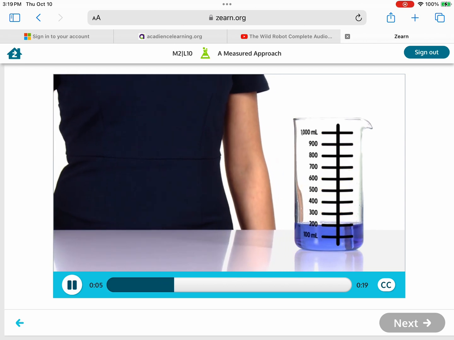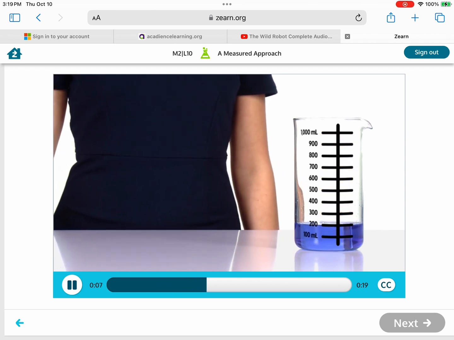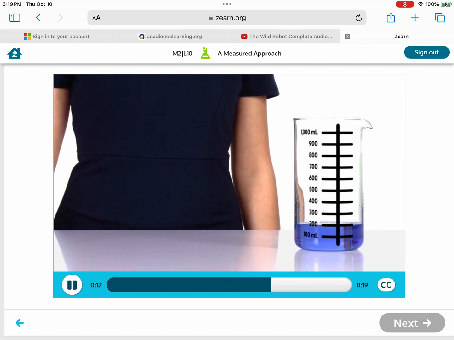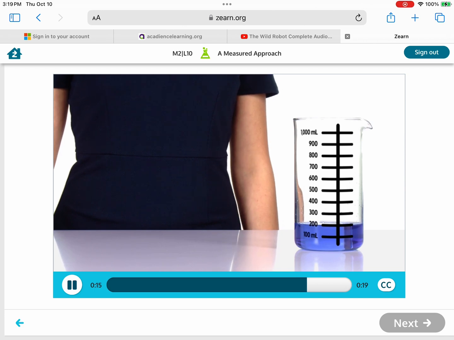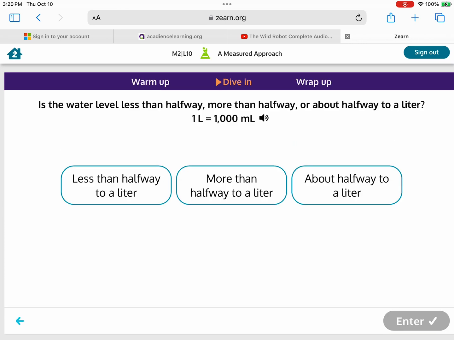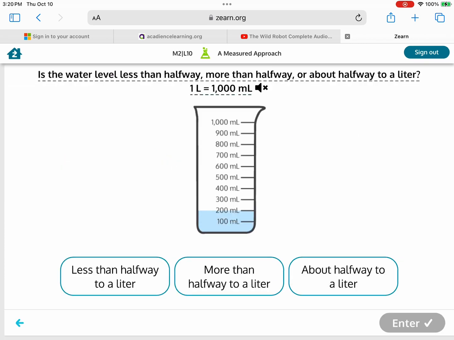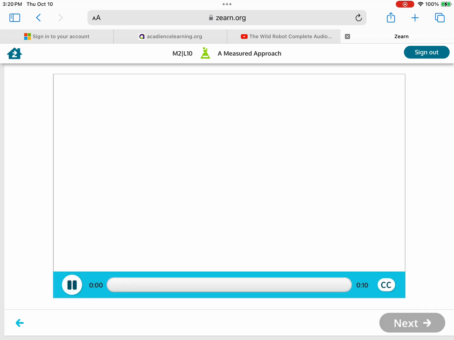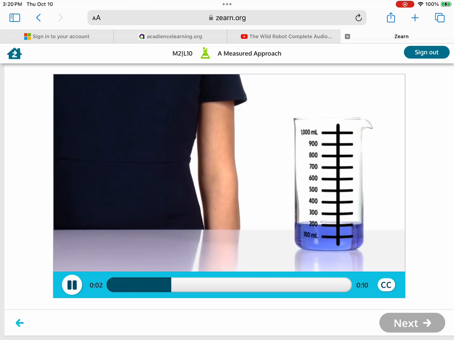Each tick mark represents 100 milliliters. We know the water level is at 200 milliliters when it reaches the second tick mark. Is the water level less than halfway, more than halfway, or about halfway to a liter? 1 liter equals 1,000 milliliters. The water is less than halfway to a liter.